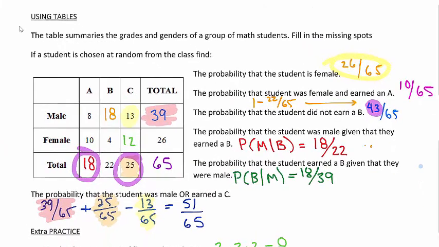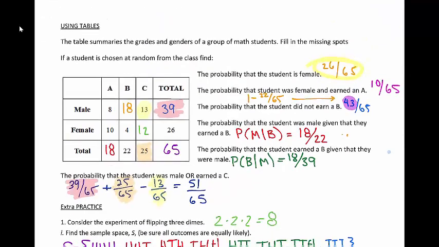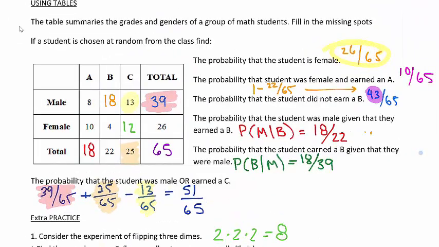Now we're going to look at the "given." The given is the only time your denominator changes. The probability that a student was a male, given that they earned a B. I know this kid earned a B, so I'm not looking at all 65 kids. I'm only looking at these 22 kids that had a B. Given that they had a B becomes the new denominator. How many of them were male? 18 out of 22.